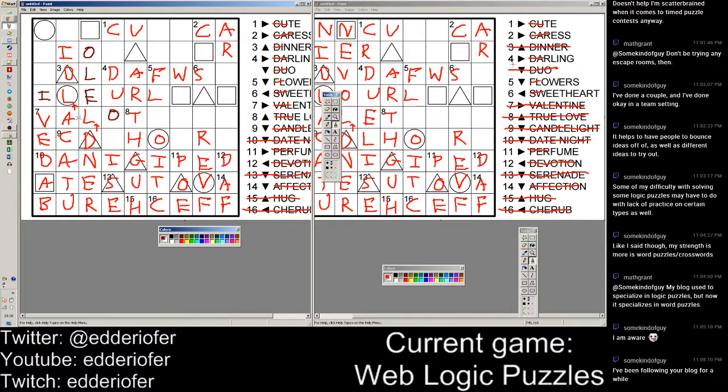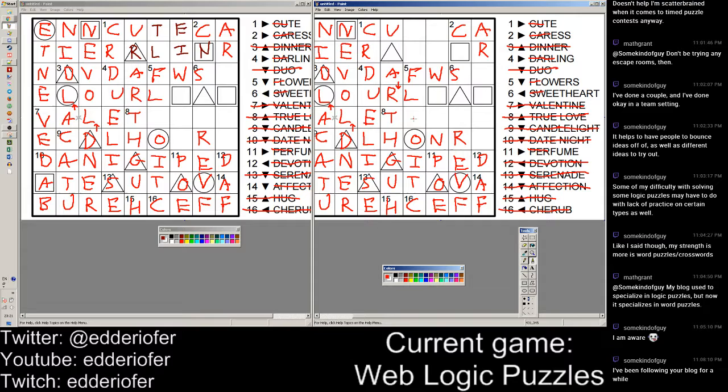Okay, that's all well and good, but now how do we proceed? Well, I think we should be able to proceed now by supposing a contradiction that darling is up here. Yep, it's not up there, so it actually has to go down. DARL. These are I and O in some order, so N is here, and that allows us to cross off devotion and affection. Well, that leaves us with ING for darling or OWE for flowers.